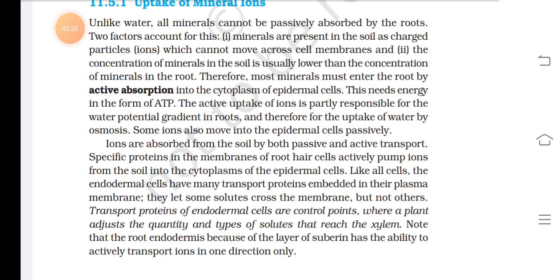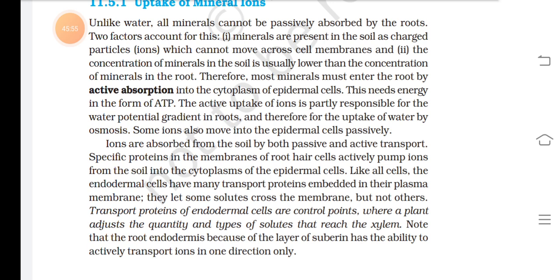Therefore, most minerals must enter the root by absorption into the cytoplasm of epidermal cells. These need energy in the form of ATP. The active uptake of ions is partially responsible for the water potential gradient in roots and therefore for the uptake of water by osmosis. Some ions also move into the epidermal cells passively.